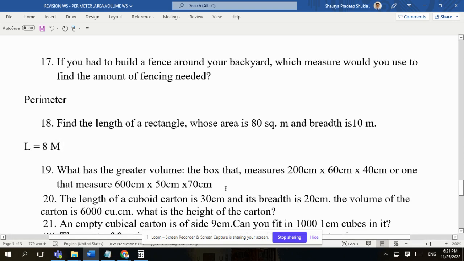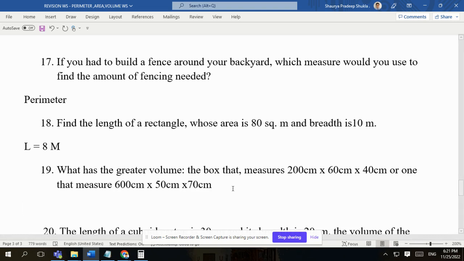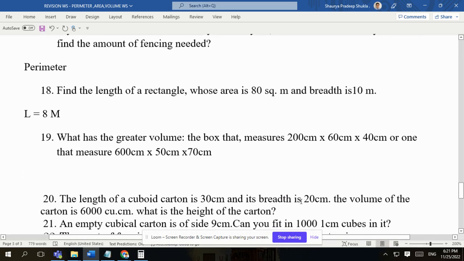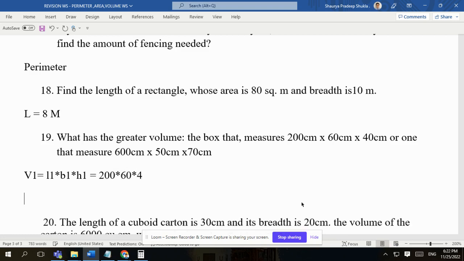What has the greater volume? They are asking what has the greater volume. Volume one will be L1 multiplied by B1 multiplied by H1. So it's basically 200 multiplied by 60 and then multiplied by 4. Now V2, how much? Oh wait, it's 40. Sorry, it's 40. So V2 will be 600 multiplied by 50 multiplied by 70, right?